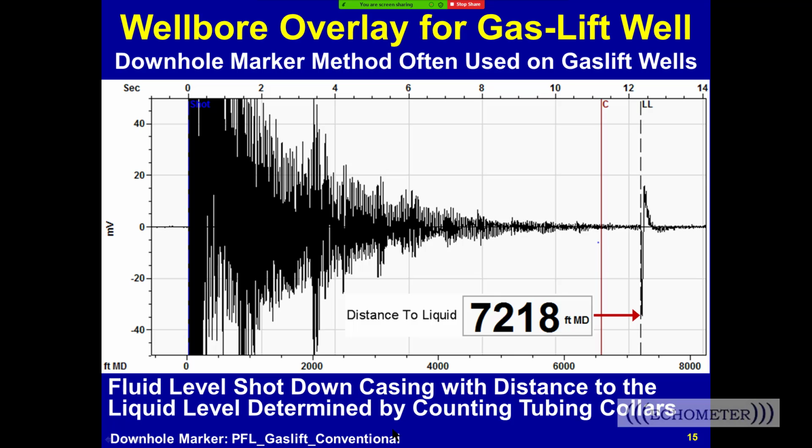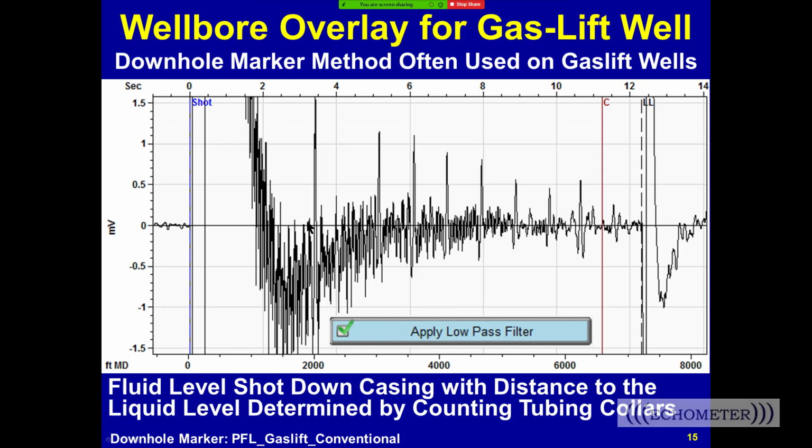So the gas lift valve sticks out and makes a big echo, and you can see kind of a fuzzy thing right there, some noise, noise, noise. And if you turn on the low pass filter, then the software smooths out the echoes so that any echo that's narrow, high frequency, gets smoothed out, and then the big obstructions like this gas lift valve show up.